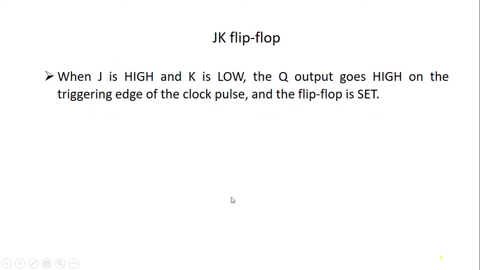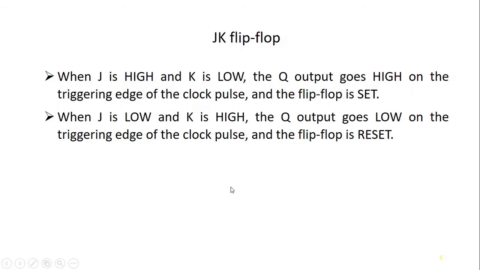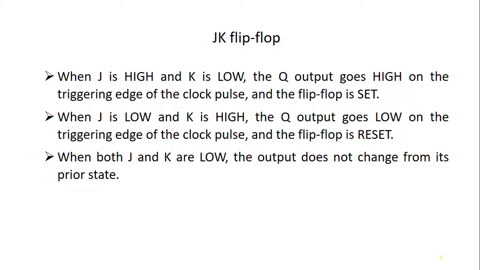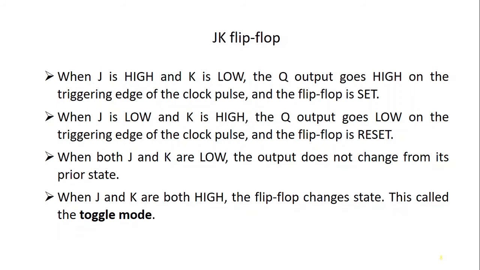When J is high and K is low, the Q output goes high on the triggering edge of the clock pulse. That means the flip-flop is set. When J is low and K is high, the Q output goes low on the triggering edge of the clock pulse and flip-flop is reset. When both J and K are low, the output does not change from its prior state. It will remain in the previous state. When J and K are both high, the flip-flop changes state, and this is called the toggle operation.